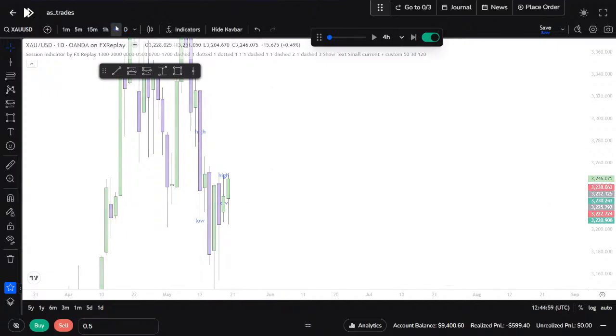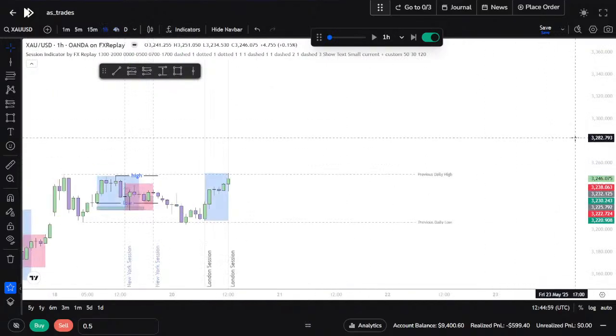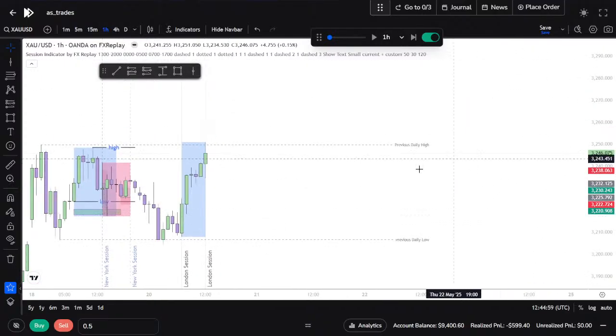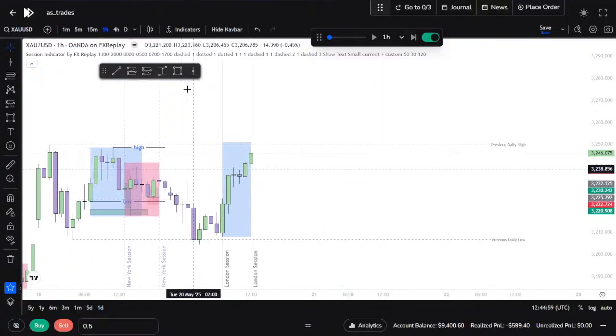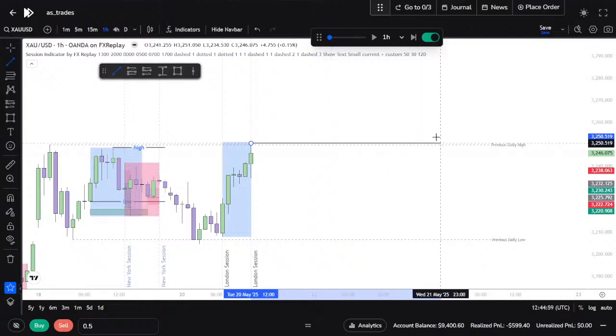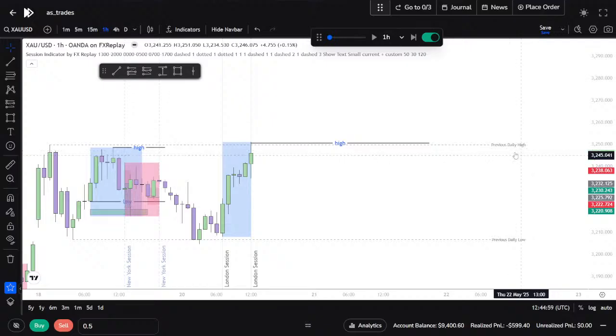Okay, so we're looking for a buy. Now let's mark out the highs, mark out the lows. You'll be there for the high. My fault. 10 o'clock is 20. High, previous daily high, previous daily low.